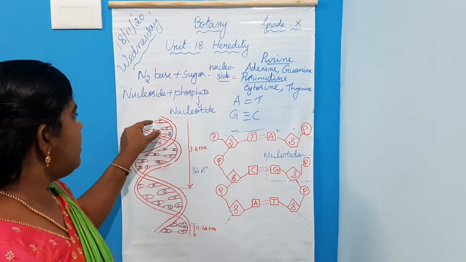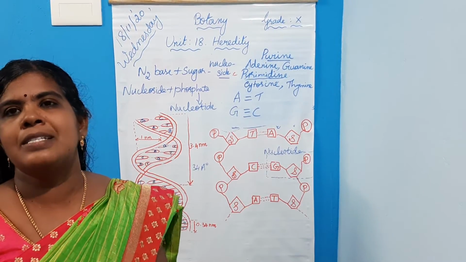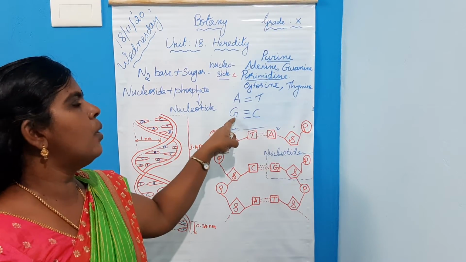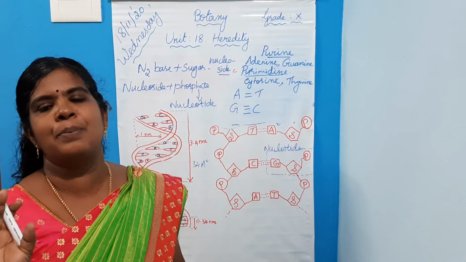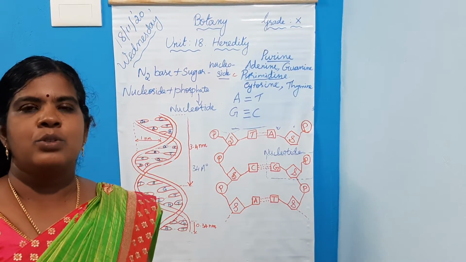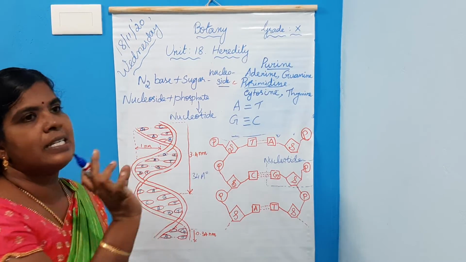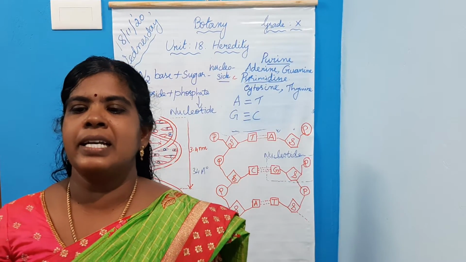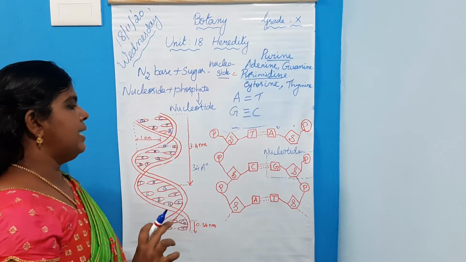There are 10 base pairs in each turn. Base pairs in the sense that adenine always pairs with thymine, guanine pairs with cytosine. So in a complete turn, how many base pairs will be there? 10 base pairs. Nucleotides in a helix are joined together by phosphodiester bonds.